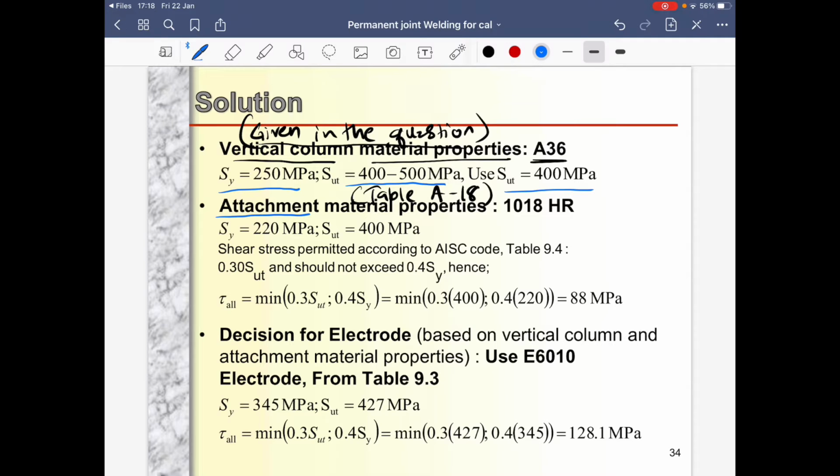The attachment material to the vertical column is 1018 HR, table A18. Please refer to table A18. From table A18 you may get the ultimate tensile strength and the yield strength. And then use the same methodology to get the permissible shear stress according to the AISC code. So table 9.4, in this case, this is the shear stress.